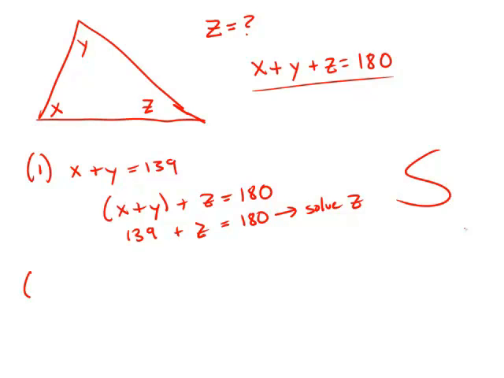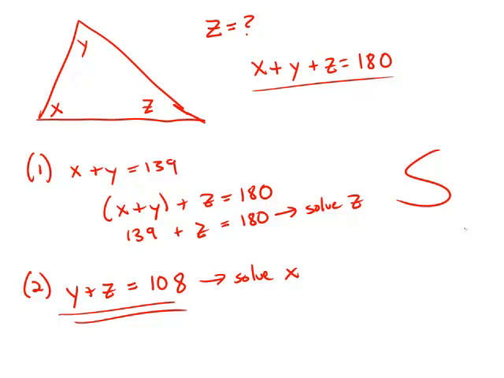Statement number 2 tells us that y plus z equals 108. Well, much as the sum of x plus y allowed us to solve for z, the sum of y plus z would allow us to solve for the value of x, but that's not going to answer the question. And unfortunately, knowing this fact alone does not allow us to distinguish how much of that 108 is y and how much of the 108 is z. So we have no way to find the value of z. So this statement by itself is insufficient.